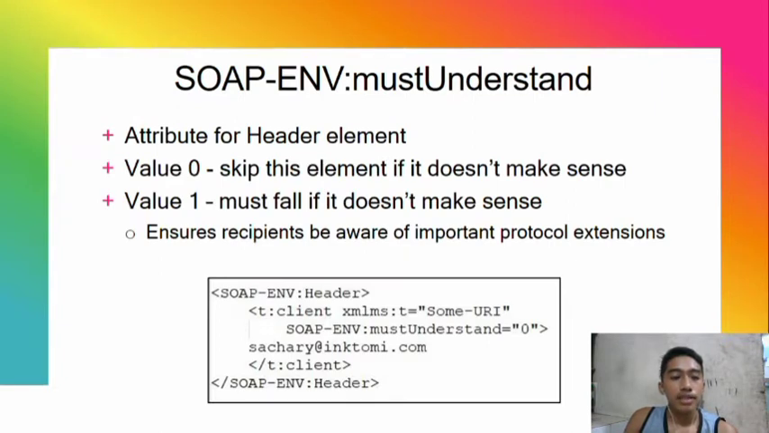SOAP mustUnderstand. The SOAP mustUnderstand attribute can be used to indicate whether a header entry is mandatory or optional for the recipient to process. If you add mustUnderstand equals 1 to a child element of the header element, it indicates that the receiver processing the header must recognize the element. If the receiver does not recognize the element, it will fail when processing the header.